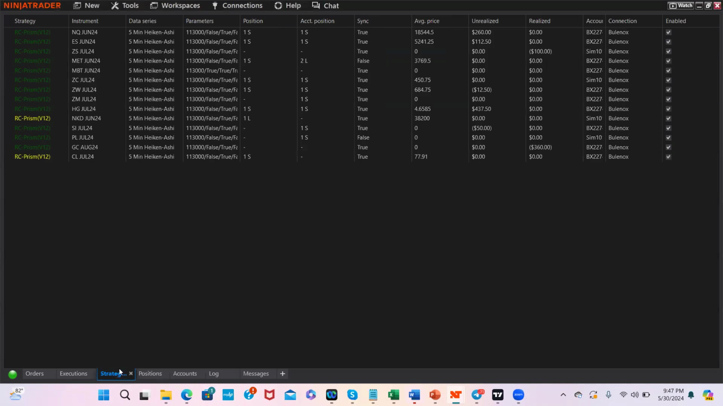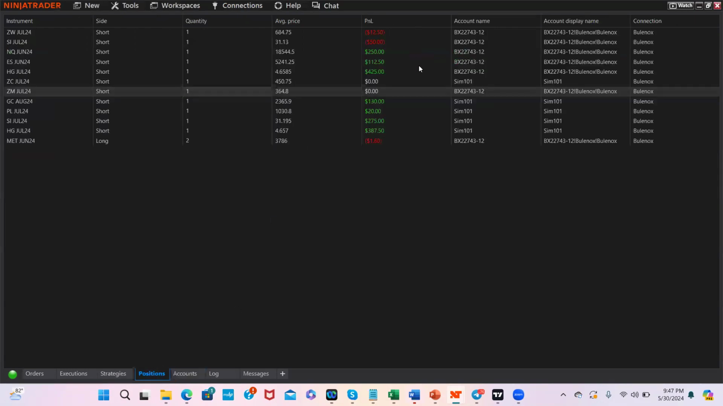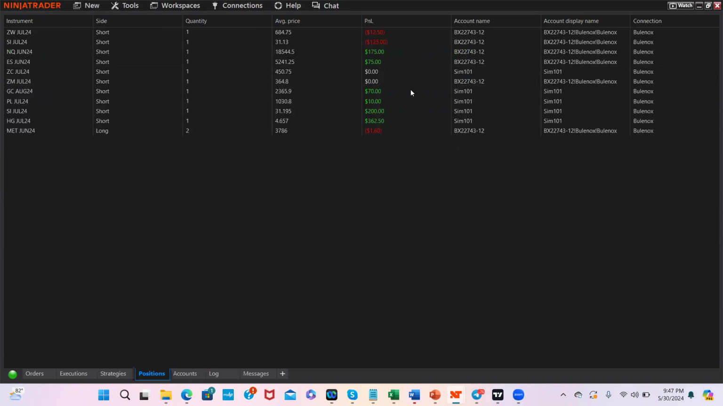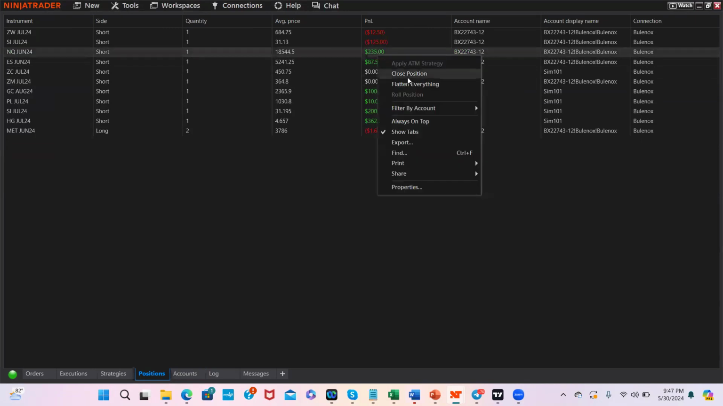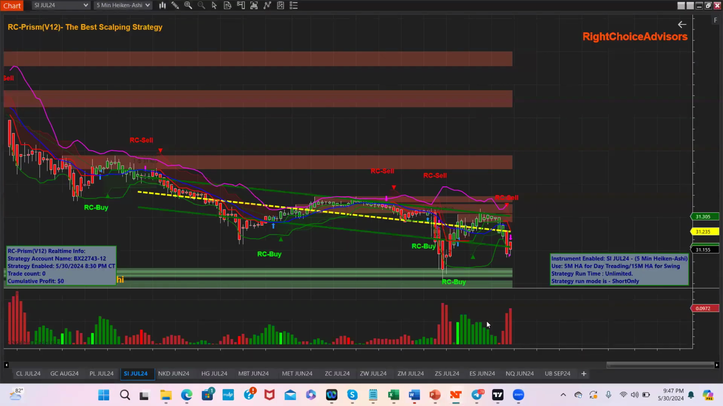You can go here, strategies. You can just disable all these boxes, right? You can go to positions. For example, you are happy with $425 on copper, you just close the position. You are happy with $150 on NQ, $230, 235, 245. So, right, both of them got their own advantage.